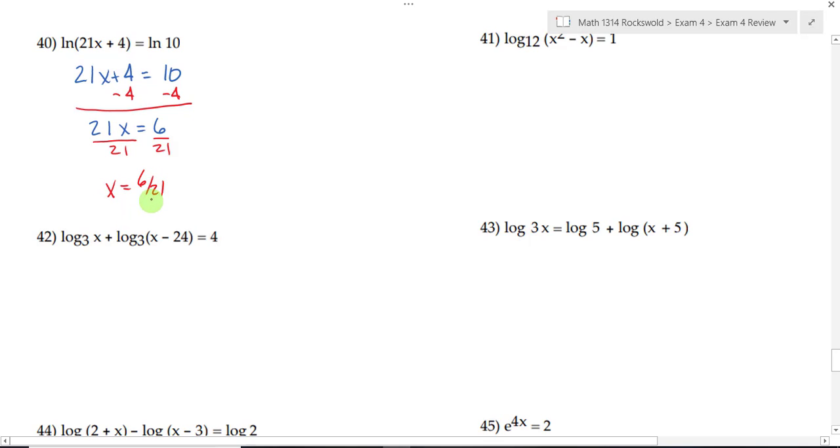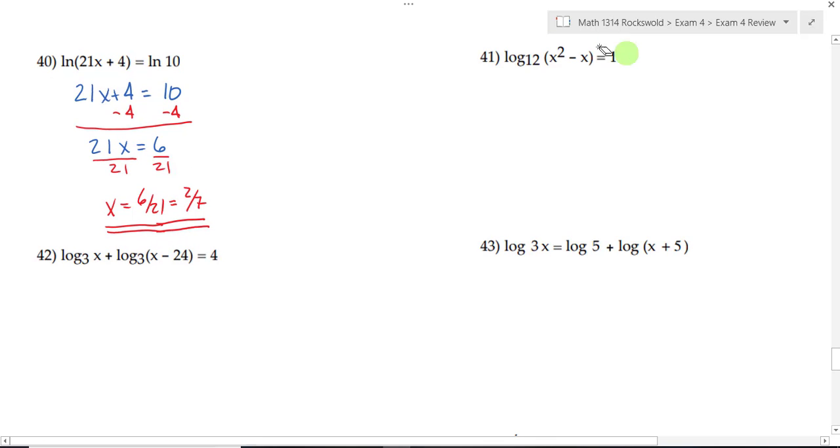Do I have to check this answer? What's the domain of a natural log function? Any positive number. This is the graph of a natural log. It passes through the point 1, 0. It's asymptotic here to the y-axis. The domain goes from 0 to infinity, not including 0. So that means that we cannot take the log of a negative number. I got a positive answer for x, and that positive answer is not going to make the argument of this log negative, so I do get to keep my answer. x is equal to 6 over 21. That does reduce to 2/7, and I would rather see the 2/7.